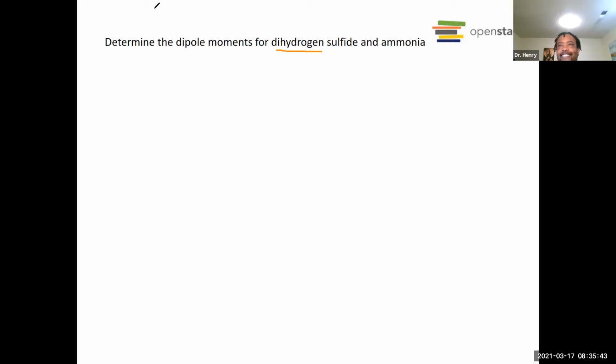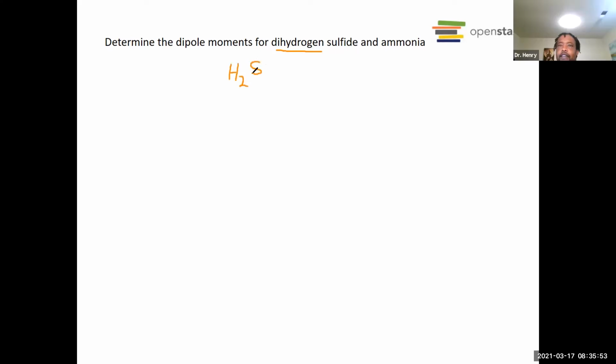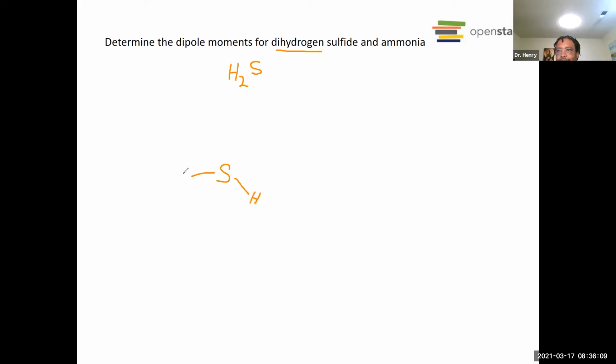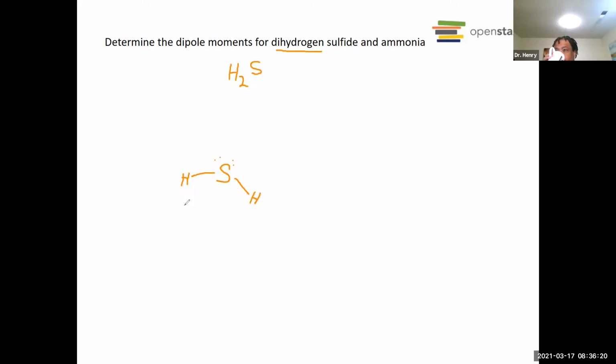Selena, what does it look like? What would be the chemical formula? It would be H2S. Okay, so what would be the Lewis dot structure for this? So would sulfur be in the center? And then the hydrogens would be attached next to the sulfur. And there would be 2 sets of lone pairs on sulfur, I believe. Okay.